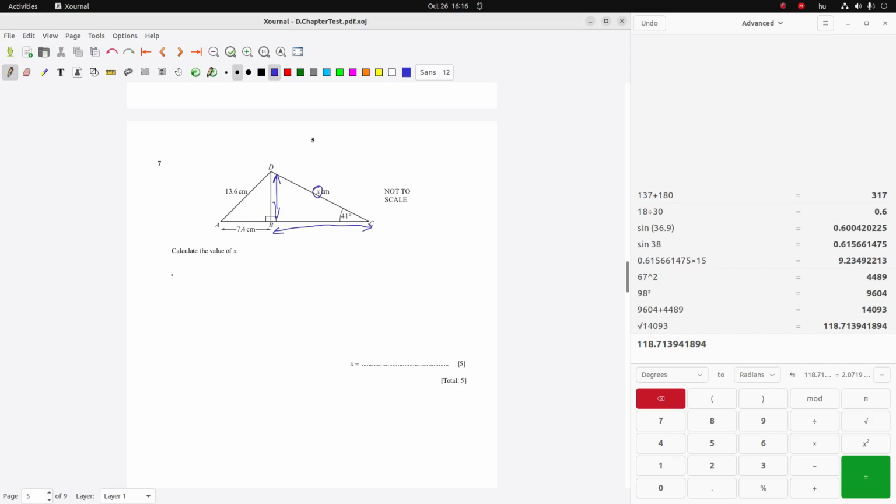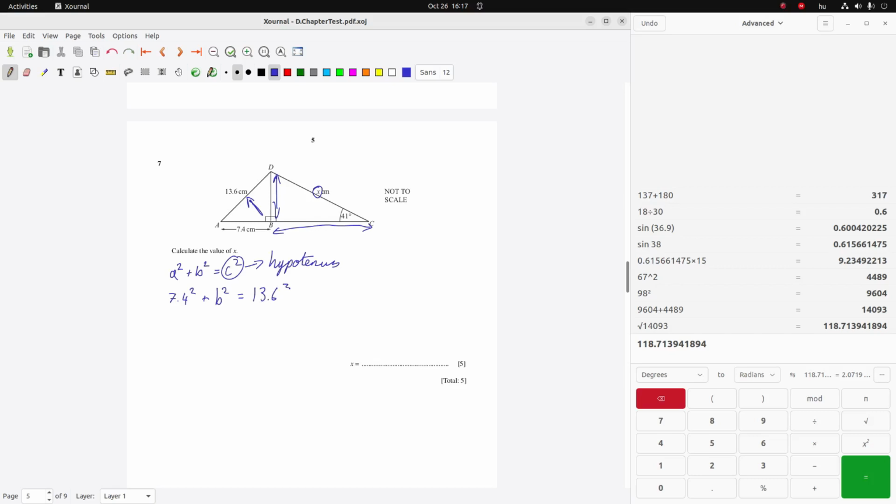So here we have Pythagoras again. a squared plus b squared equals c squared. And remember, c squared is the hypotenuse. That's this c, the opposite of the 90 degrees angle. The 90 degrees angle is over here, so the hypotenuse is 13.6. For a and b, it doesn't matter which one we choose. So let's just fill it out. 7.4 squared plus b squared, the other one we don't know, is equal to c squared, 13.6 squared.